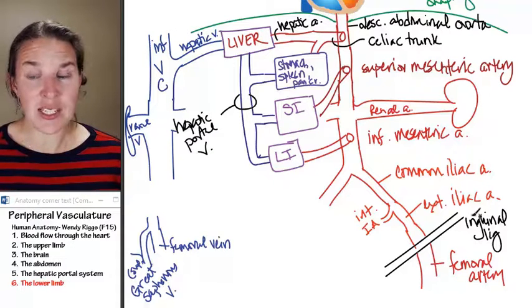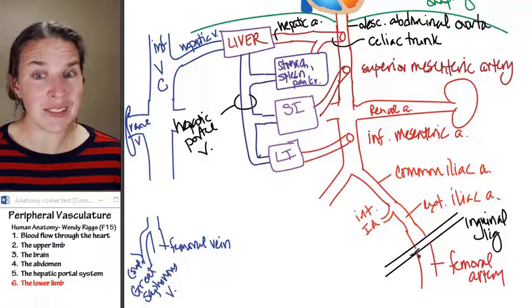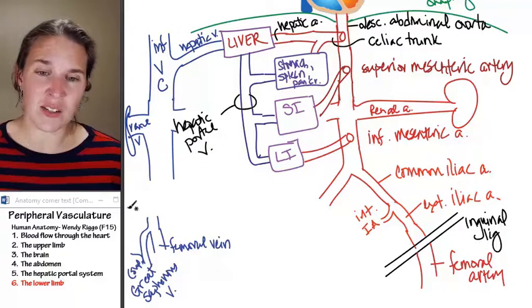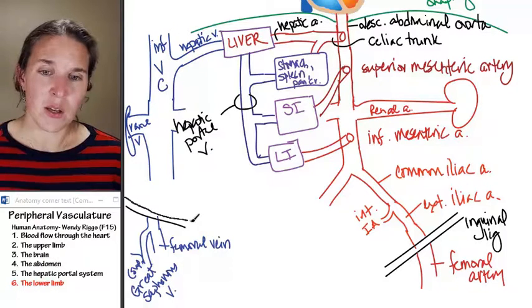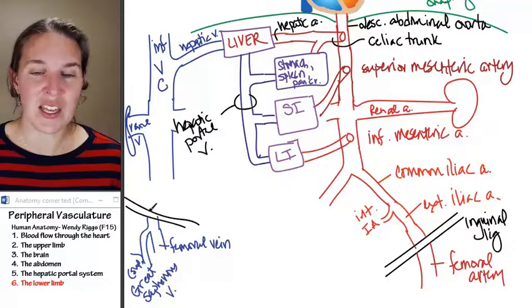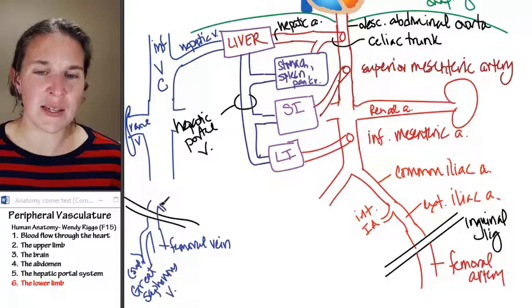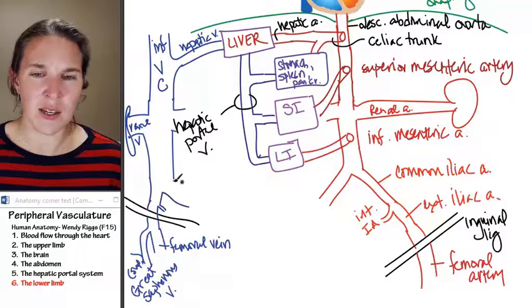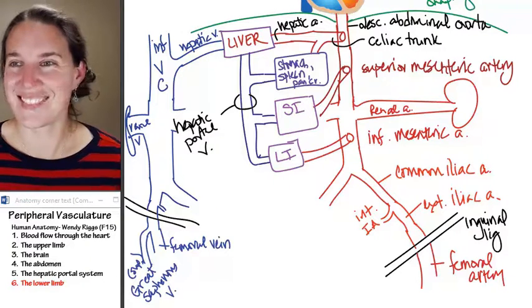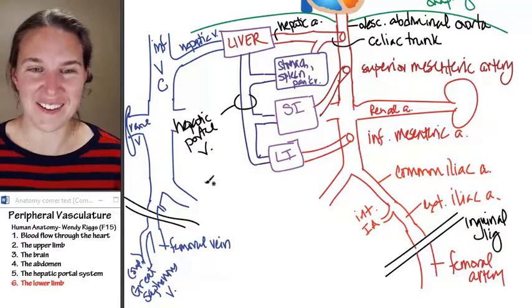So it actually is going to pass through the inguinal ligament. The femoral vein, once it does that, okay, I'm going to try and do this. I don't know if I'm going to have enough room. Once it passes through, it becomes the external iliac, which combines with the internal iliac to form the common iliac. Okay, there. How is that? I'm trying to fit it all in there.